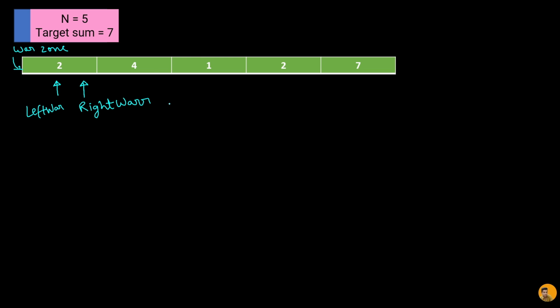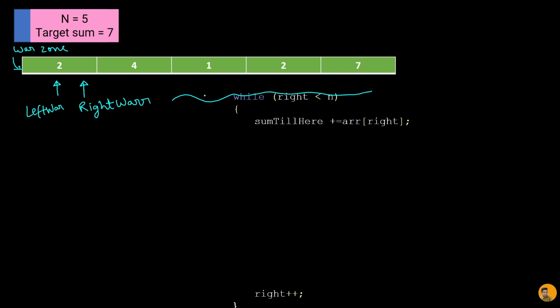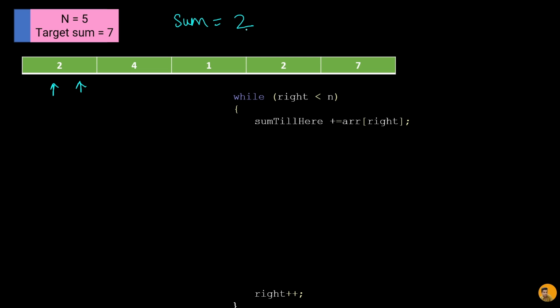So right now the right warrior has to go up to n, right? Left and right both are standing here, and right has to go up to n, and we will do the operation. Basically this right warrior is going to fight, and it is going to make the sum equal to 2. So it is not equal to the target sum, right? So the right warrior is again going to move forward. This is right, this is left. So right plus plus, and now the sum will be 2 plus 4, which is equal to 6. It's still not there. Again it is going to move. 6 plus 1 is equal to 7. And now you can see that it is equal to the target sum, right? So left is here and right is here, and our sum is equal to 7. So this is one answer, right?